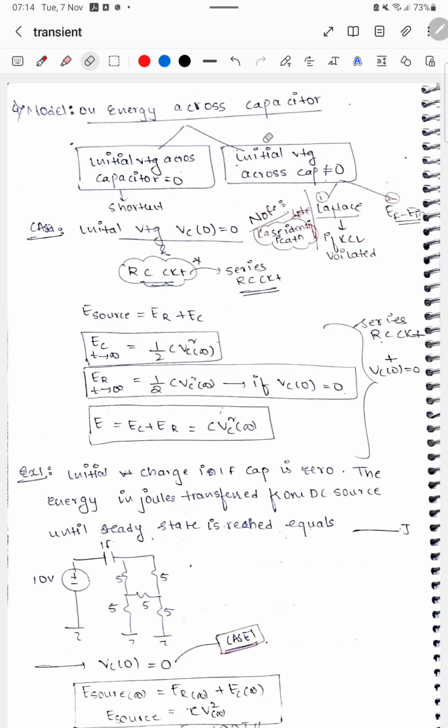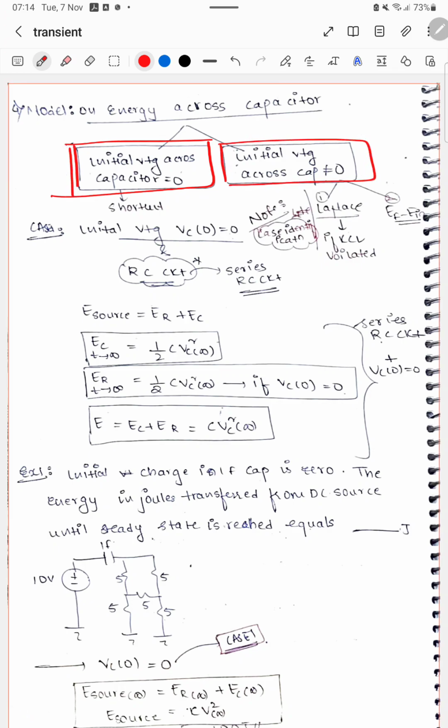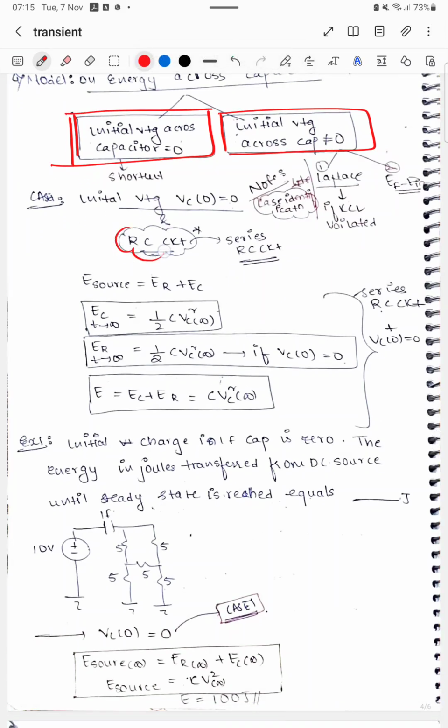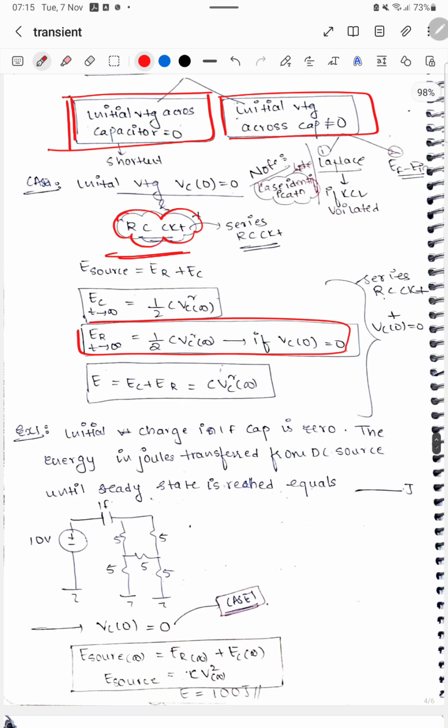So for energy across a capacitor, two models are there: there is some initial voltage across the capacitor, or no initial voltage across the capacitor. Let's say the initial voltage across the capacitor is 0, for an RC series circuit only. Then ER at infinity is equal to EC at infinity, that is half C V square, and the total is nothing but ER plus EC, that is C V square at infinity.